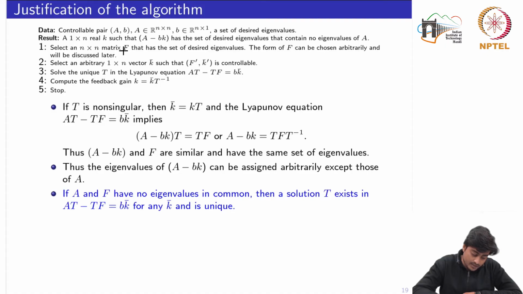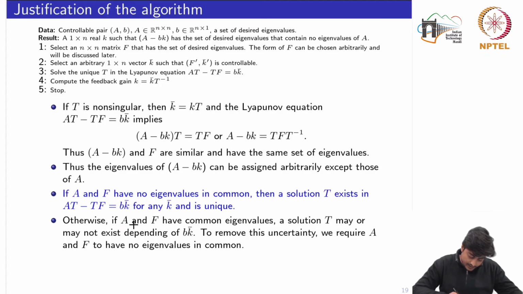Because F is user defined, or is computed based on the objectives. K bar is also user defined based on this condition, which can be satisfied. Now using this k bar and F, we solve for this T. So we need to ensure first of all whether such a T exists or not. On the other hand, if the A and F matrices have common eigenvalues, a solution T may or may not exist depending on B k bar. So in order to remove this uncertainty, we require A and F to have no eigenvalues in common.